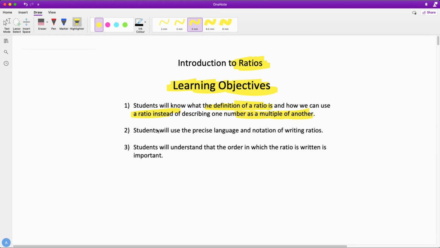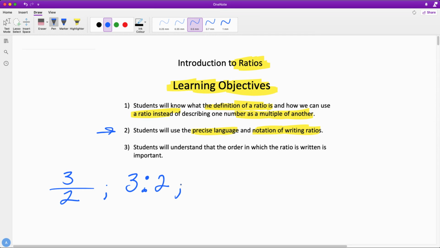All right. The other thing that you will need to know is the precise language and notation of writing a ratio. So I'm going to show this to you now. I'm going to use blue for this. There are three ways that we can write our ratios. If I want to write my ratio of 3 to 2, I can write it as a fraction, 3 over 2. I can write it with a colon, 3:2, and I can literally write it with the word "to" in between. No matter how we write it, we will always say it as 3 to 2.